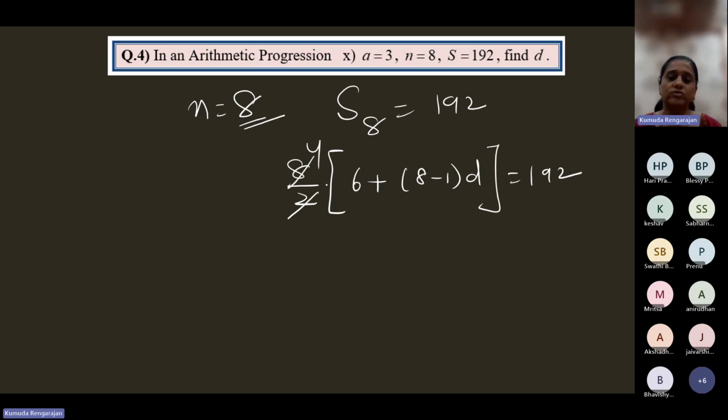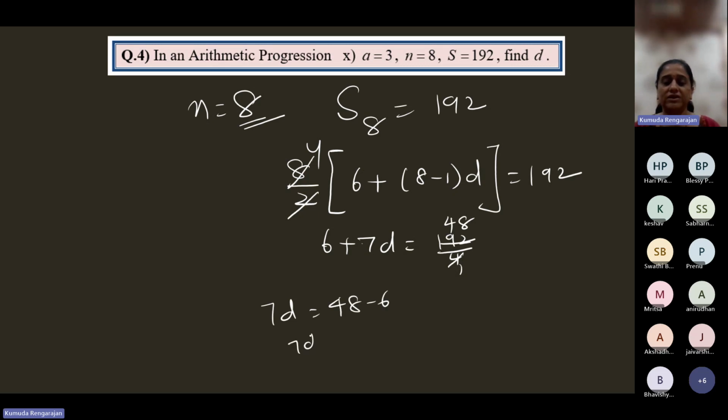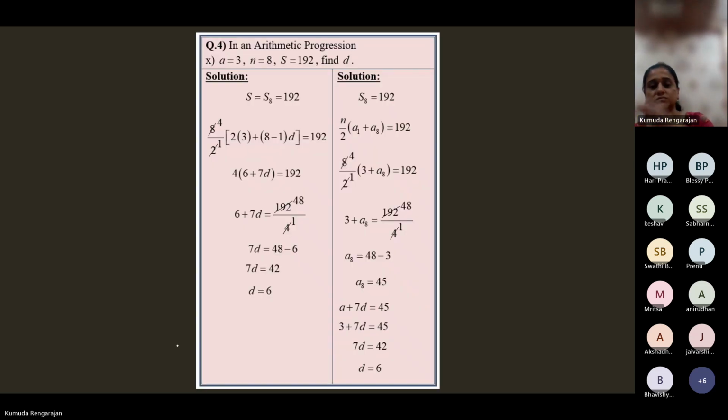So 2 1s are 2, 4s are 6 plus 7d is equal to, this 4 will come for division, 192 by 4. 4 1s are 4, 4s are 16, 3 remains, 4 8s are 32. So 7d is equal to 48 minus 6, 7d is equal to 42, d is equal to 6. So the value of d is equal to 6.